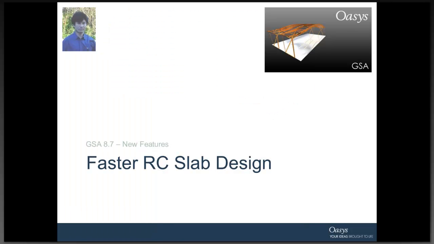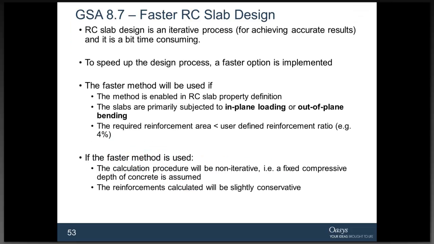The next feature is faster RC slab design. We normally say RC slab design in GSA, but I need to mention that it's not only RC slab design, it can be RC wall design, because we say RC slab. The slab direction could be vertical, horizontal, diagonal, any direction. RC slab design is an iterative process, for the purpose of achieving accurate results. Because it is iterative, it is a bit time consuming.